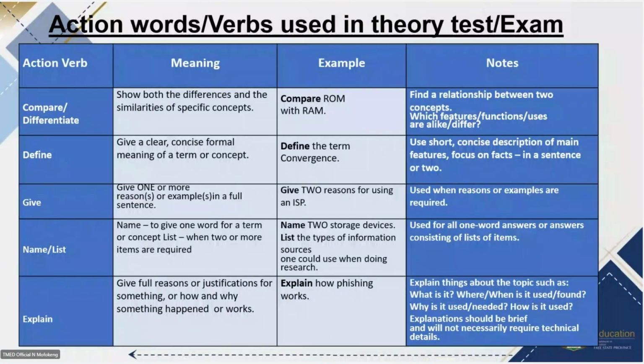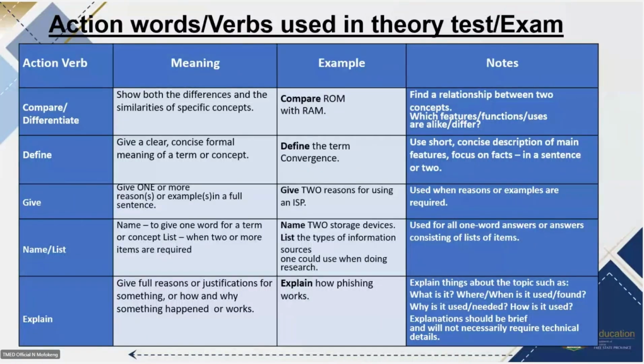For a name or list question, you need to give one word for a term or a concept, or a list when two or more items are required. So please, if you see a name or list question and it says name or list two, stick to two. If you give three, only the first two will be marked. But if the question says give, you can give more, then the correct answers will be marked.